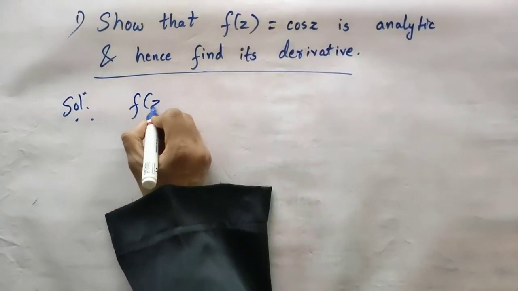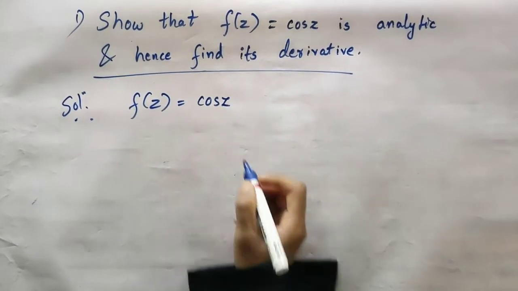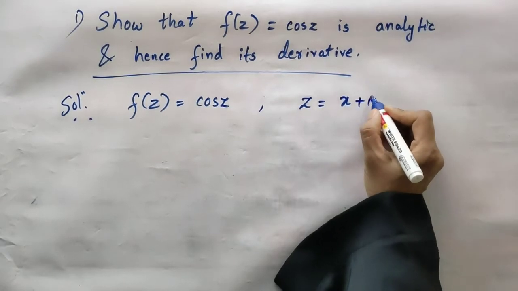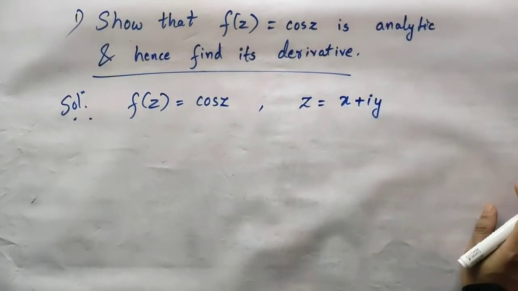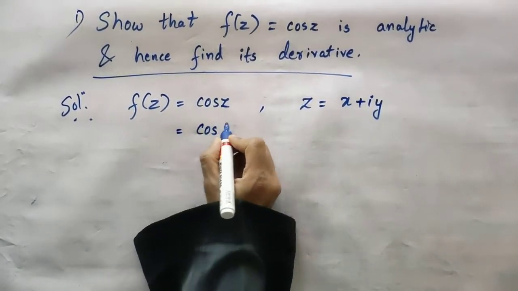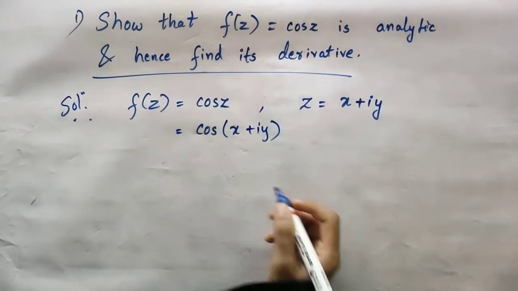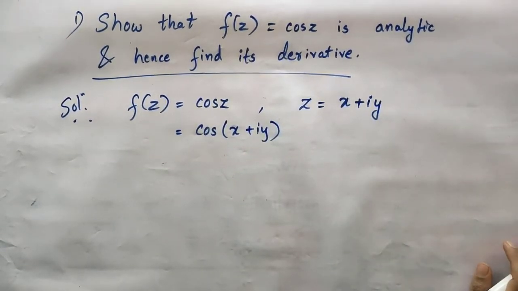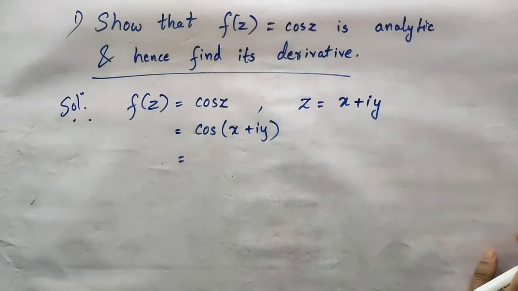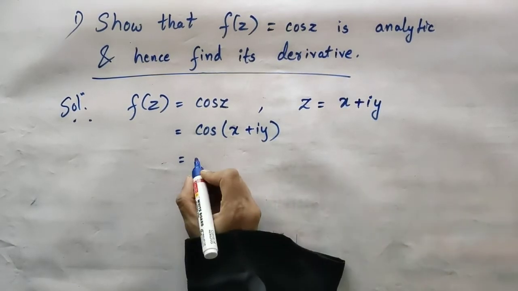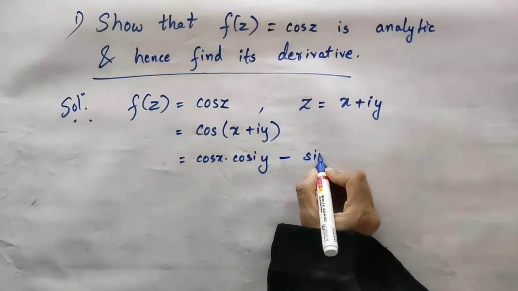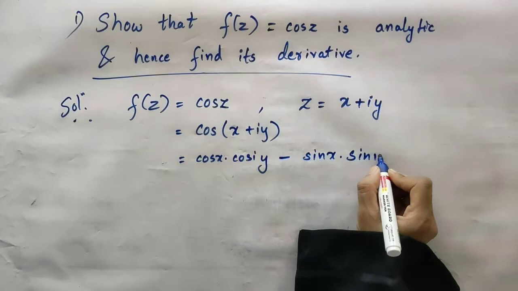We have f of z is equal to cos z. Now, I have already taught you what you should do. You have to replace z everywhere with x plus iy. So you get cos z as cos of x plus iy. Now using the formula for cos of a plus b, you can simplify it further. What's the formula for cos of a plus b? It is cos a cos b minus sin a sin b. So you'll get cos of x into cos of iy minus sin of x into sin of iy.